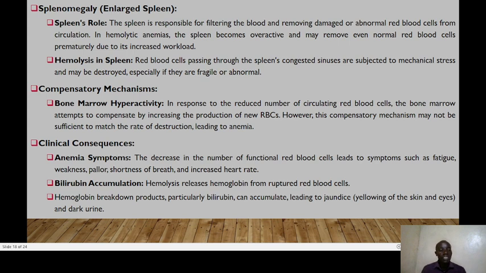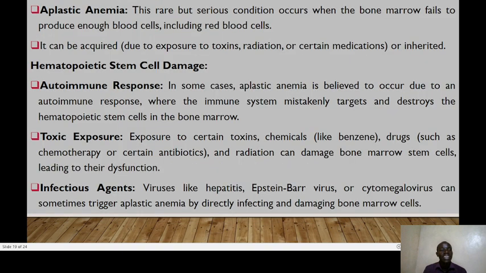So, this patient will present with anemic symptoms, where the decrease in the number of functional RBCs leads to symptoms such as fatigue, weakness, pallor, shortness of breath, and increased heart rate. We could also have bilirubin accumulation. We know hemolysis releases hemoglobin from the ruptured red blood cells. So hemoglobin breakdown products, particularly bilirubin, can accumulate, leading to jaundice, which is the yellowing of the skin and eyes, and dark urine.